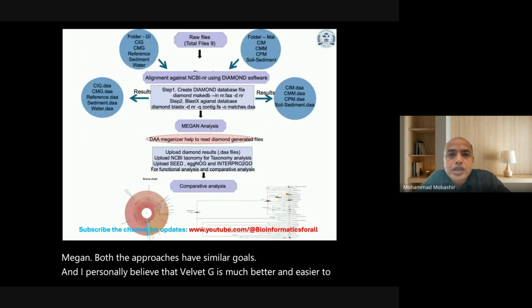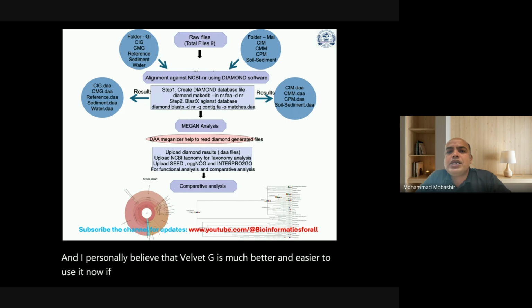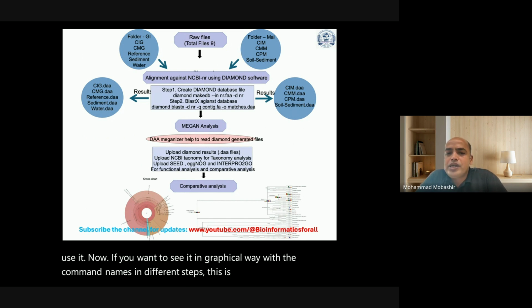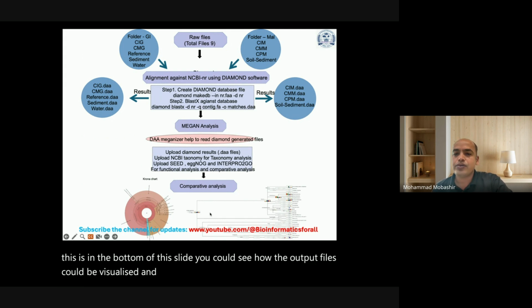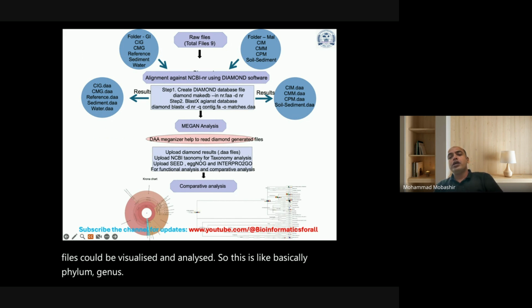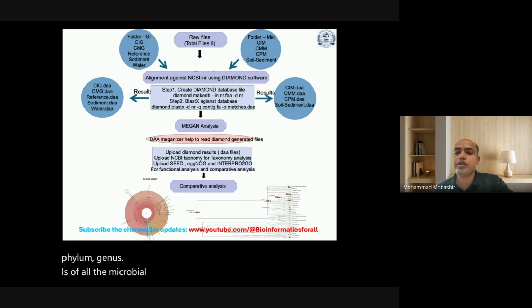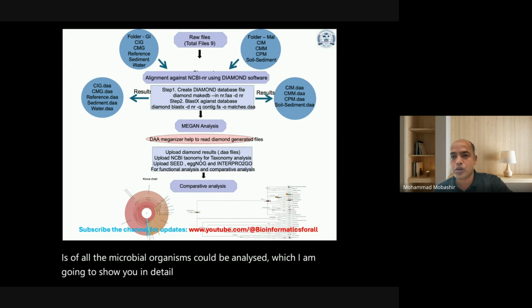Now, if you want to see it in a graphical way with the command names in different steps, this is also one of the presentations. Then this is at the bottom of this slide. You could see how the output files could be visualized and analyzed. So this is basically phylum, genus, species of all the microbial organisms that could be analyzed, which I am going to show you in detail on the next slides also.